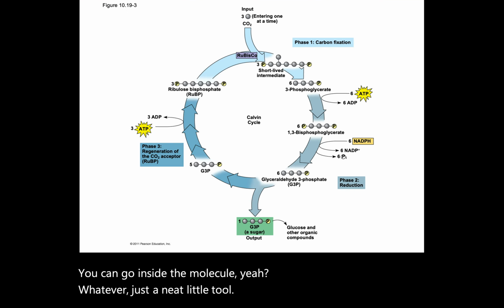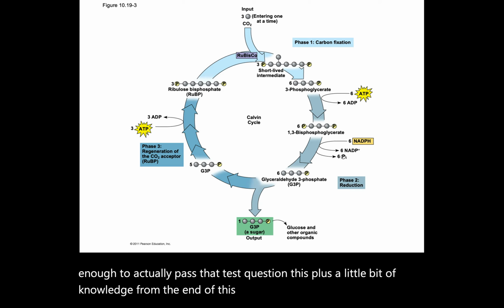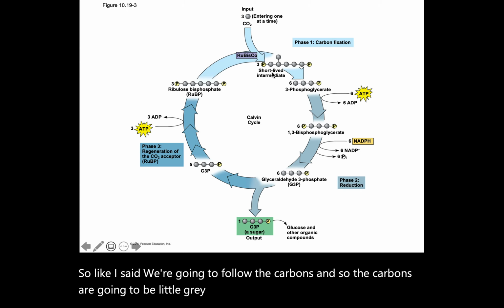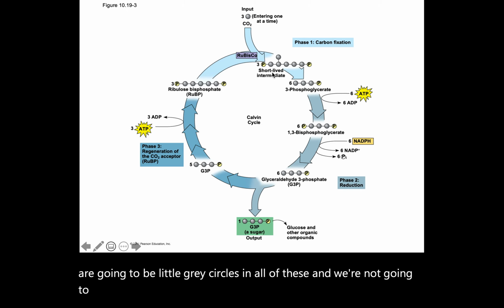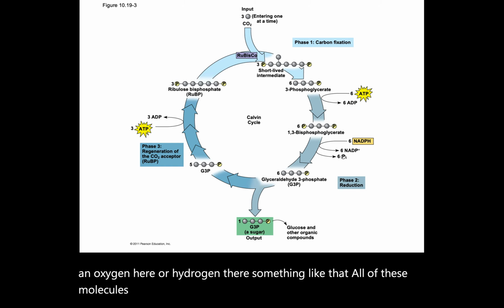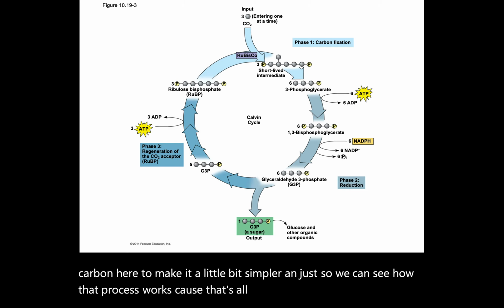Okay, here is our carbon fixation diagram. And this is going to be enough to actually pass that test question. This plus a little bit of knowledge from the end of this lecture. So, like I said, we're going to follow the carbons. And so the carbons are going to be little gray circles in all of these. And we're not going to be paying attention to what's bound to the carbon, whether there's an oxygen here or a hydrogen there. All of these molecules have other atoms bound to them. We're just following the carbon here to make it a little bit simpler, and just so we can see how the process works, because that's all I'm trying to get out of this particular one.